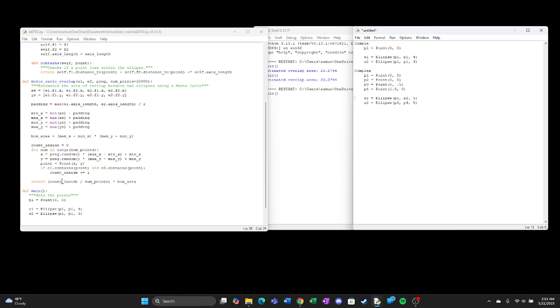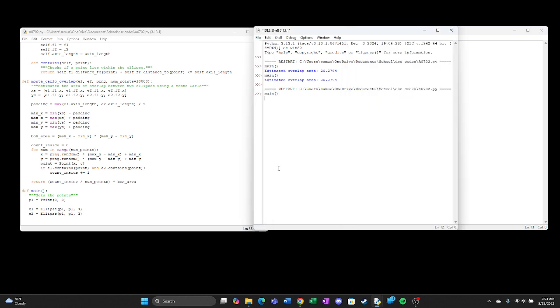once it's run through all 10,000 of them, take the accumulator divided by the total number of points, getting essentially a percentage that are within both of them, and then multiply that by the box area to get the amount of the area of the box that is an overlapping of both ellipses.